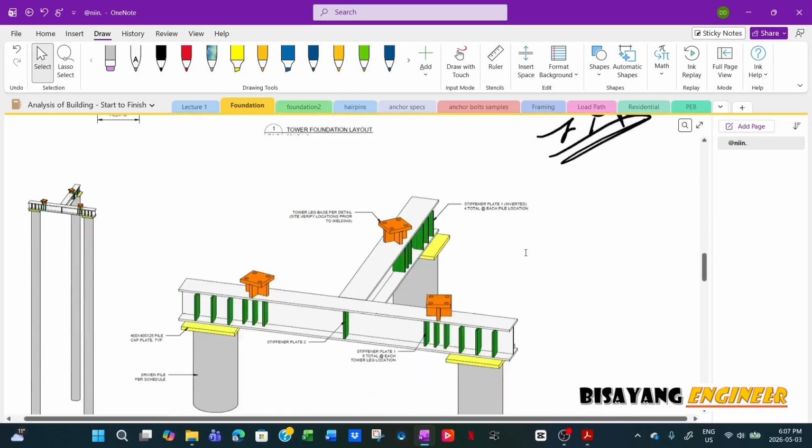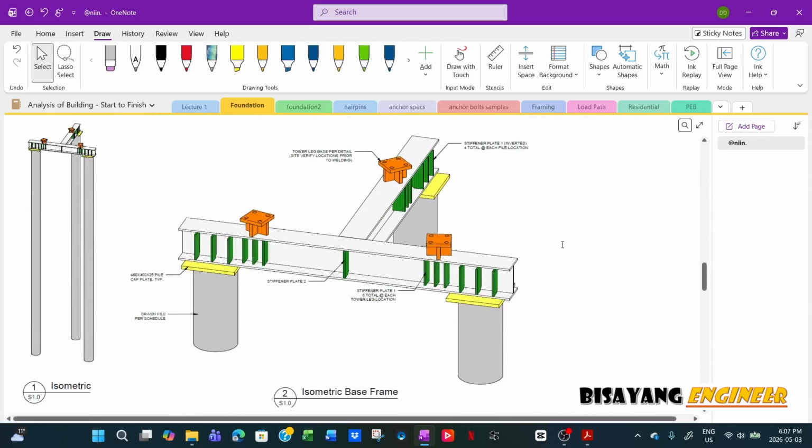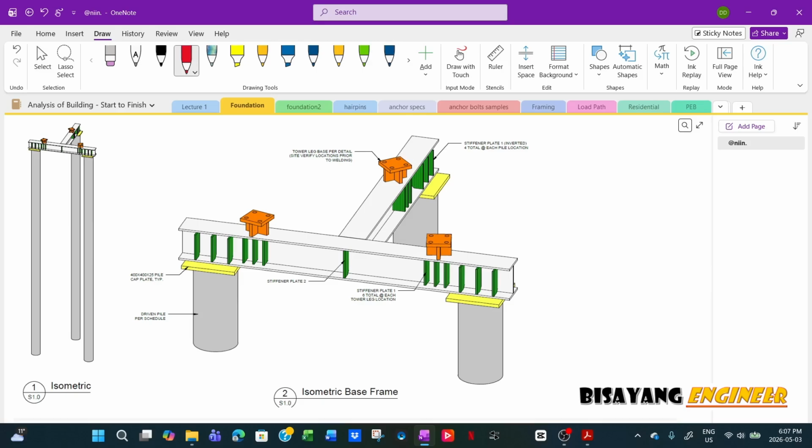Now the next type of foundation is driven pile. So I mean that's very obvious. The most common back home for driven pile is concrete. So this is the most common. But here, I've been here since 2010, and I've never seen a concrete driven pile here, only steel.